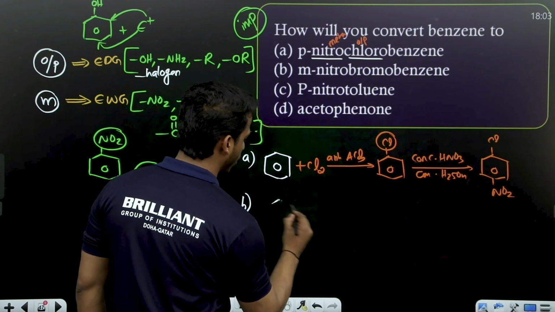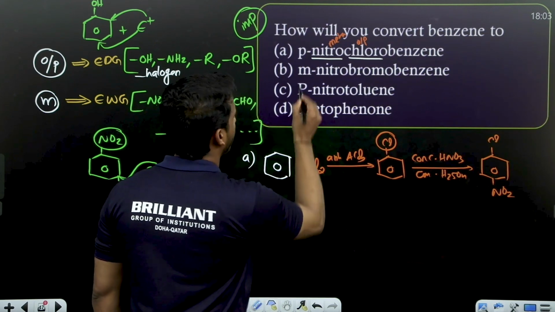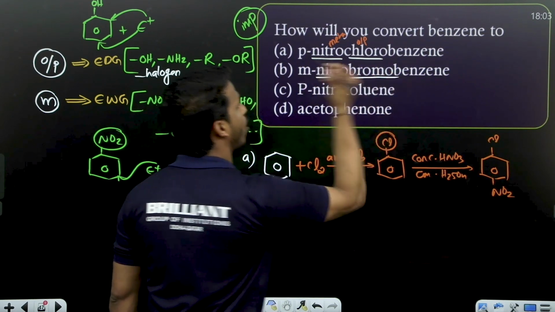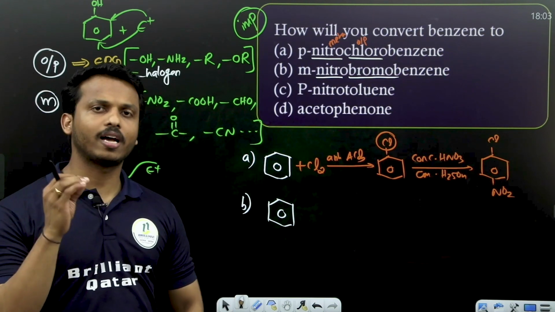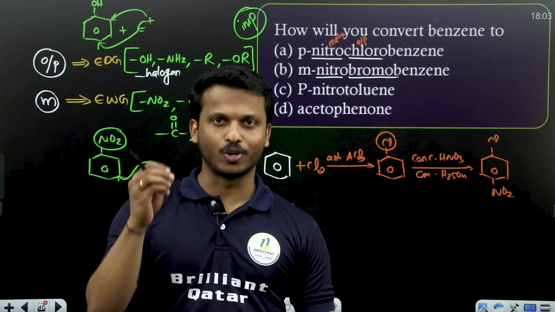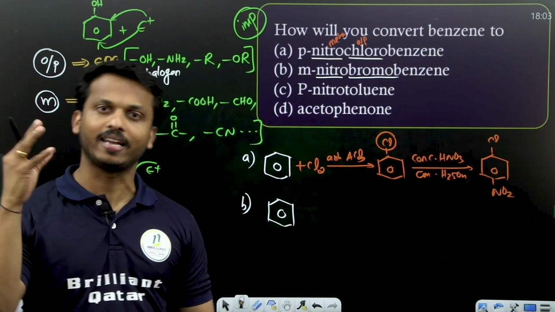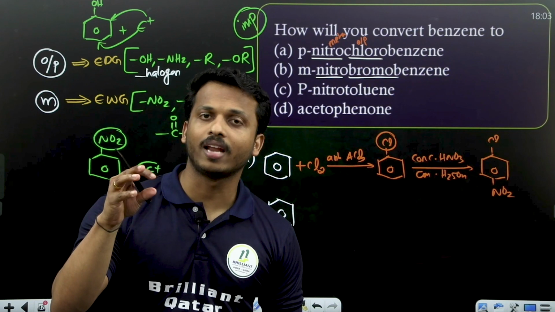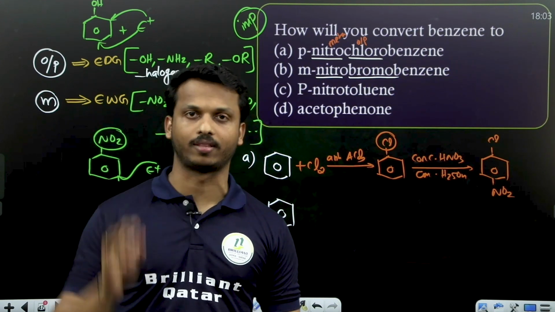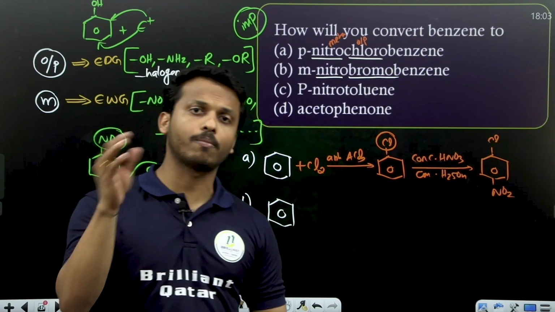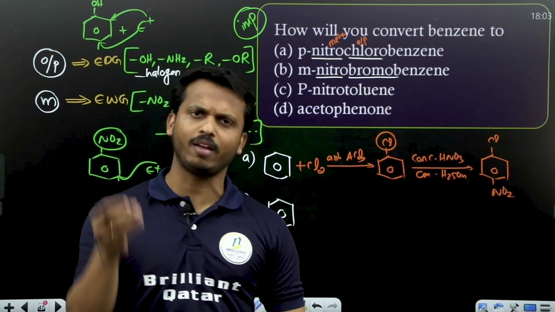Let me do one more question. B. How will you convert benzene to meta-nitrobromobenzene? We didn't study how to get bromine, right? Don't worry. How to get chlorine? Cl2 with anhydrous AlCl3 catalyst. If you want bromine, add Br2 with the FeBr3 catalyst. For chlorine, AlCl3; for bromine, FeBr3. Even AlCl3 is fine.